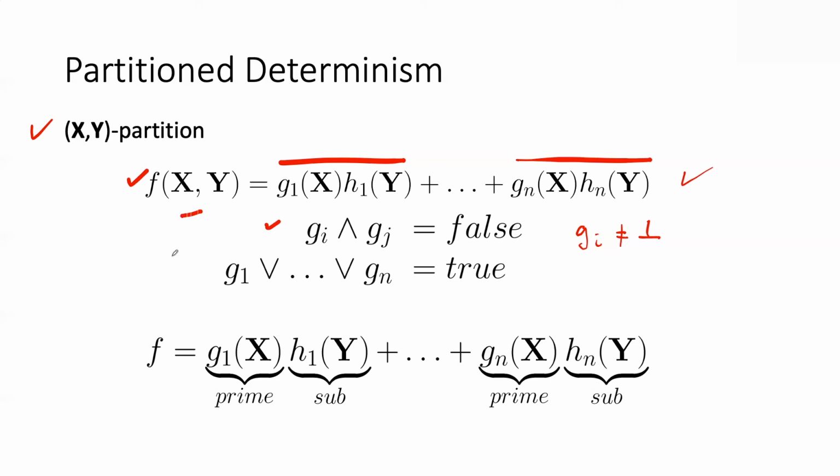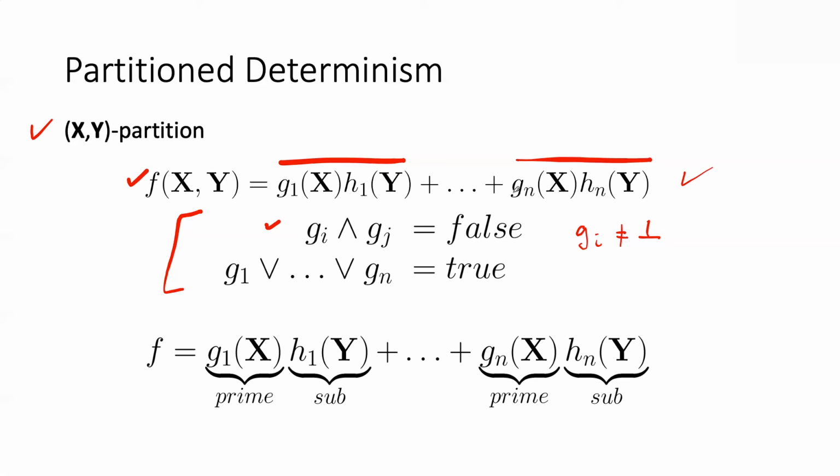But once I start putting these conditions, then there is a difference between the G's and the H's, right? The G's are what we call the primes, and the H's are what we're calling the subs. So you can think of this type of Boolean function decomposition, that is the XY partition, as rewriting it that way, and then insisting that the G's, which we call the primes, be mutually exclusive, exhaustive, and they cannot be false. That is basically the Boolean function decomposition that underlies SDDs.